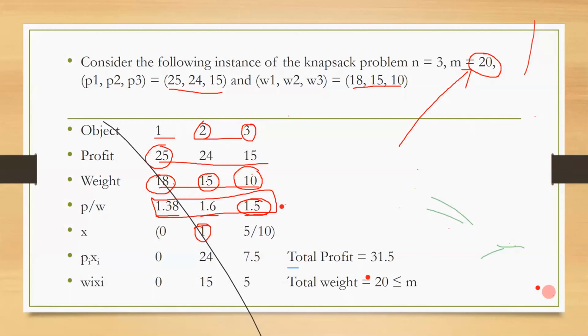You are considering 5 kgs here and 15 kgs of object number 2, so the total is 20 kgs. Since it is 20 kgs, the knapsack is now full. Hence the least one, object number 1, you are making it 0. 0 tells that you are not considering that particular object. Okay, now we have got the values of xi: x1 is 0, x2 is 1, and x3 is 5 by 10.